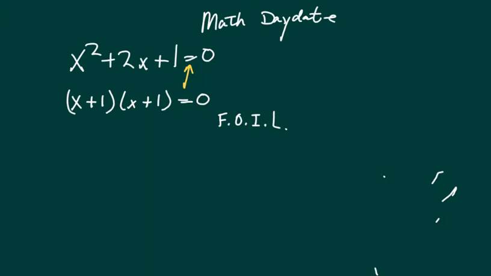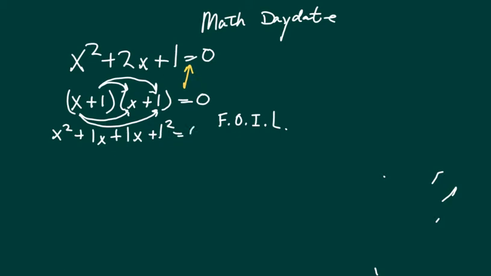FOIL is a method to check this: first, outer, inner, last. Here are the first two terms, x squared, plus the outer two terms, the x and the 1, 1x. Then the inner two terms, the 1 and the x. And the last two terms in each parentheses, 1 squared, equals 0. Okay, you can already see that these two terms give us the 2x up above, so we don't really have to go through that now, do we?